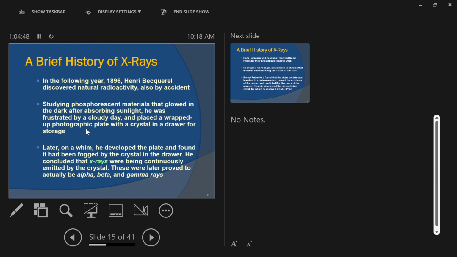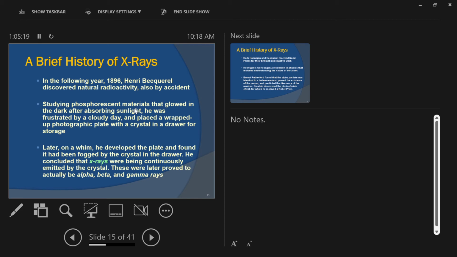So this time this scientist is experimenting with something called phosphorescent materials. It's kind of like fluorescence. Fluorescence is more like I shine a light on a material and it lights up, and then when I turn the light off, it stops lighting up. Phosphorescence is more like I shine a light on a material, turn the light off, and the material continues to emit light. Okay, to glow. So he had materials that would glow in the dark after absorbing sunlight.